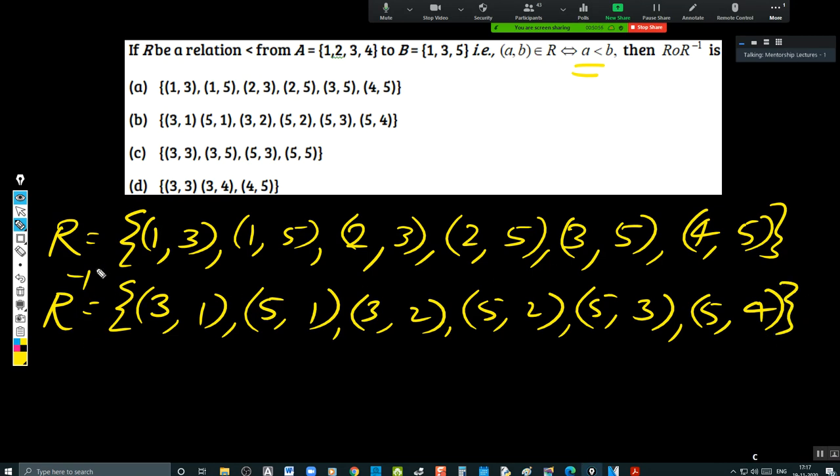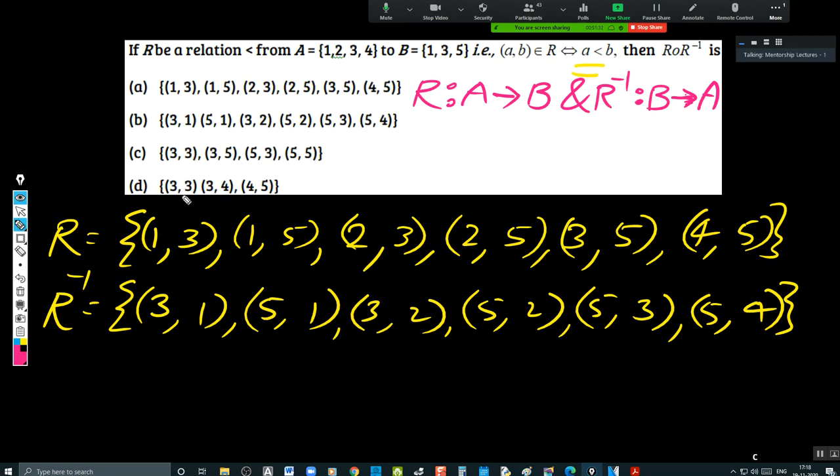Now, let us understand, first of all, whether this composition is possible or not. Because he is saying that R is a mapping from A to B, and obviously R inverse maps from B to A. Are you there? Yes, sir. Inverse means the domain becomes range, and range becomes domain.